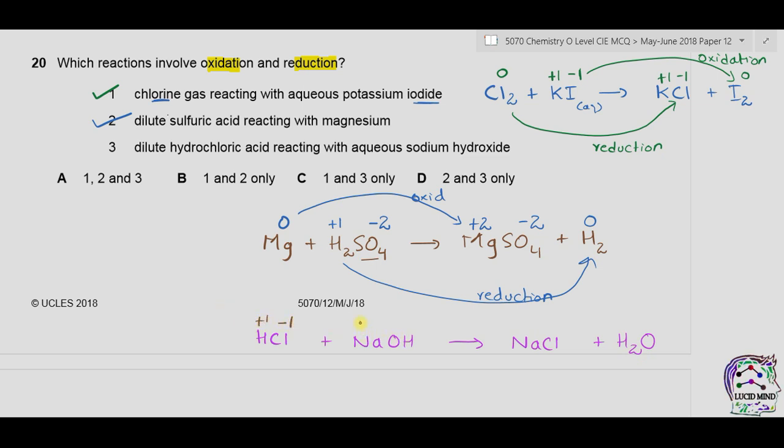In NaOH, sodium is +1 as it is from group 1 of the periodic table. Oxygen is -2, hydrogen is +1. In NaCl, Na is +1, Cl is -1. In H2O, hydrogen is +1 and oxygen is -2. So we can see that no change in oxidation state has occurred. All the oxidation states in the reactants and products are the same. So therefore 3 is incorrect. Correct answer is therefore B.